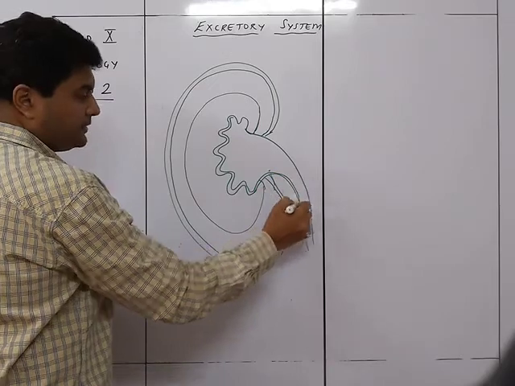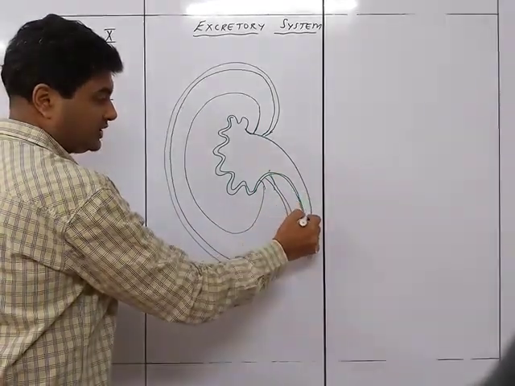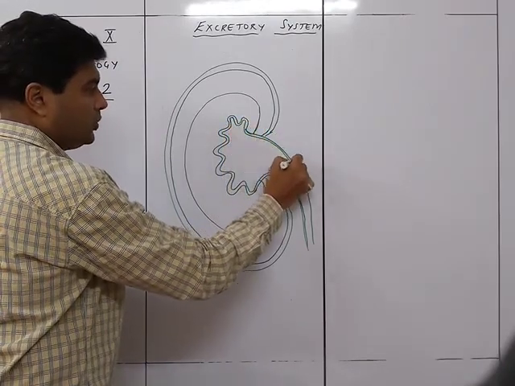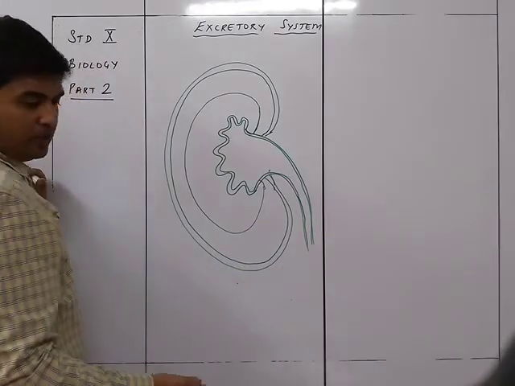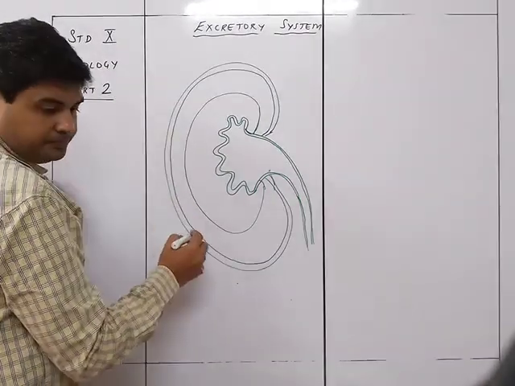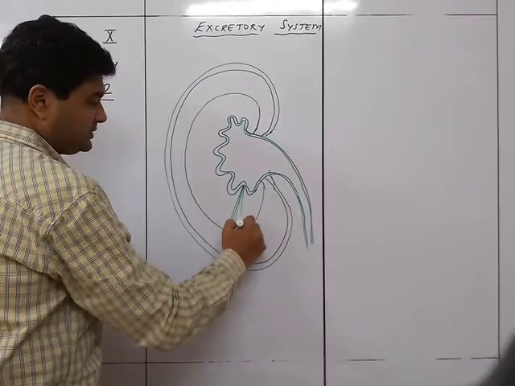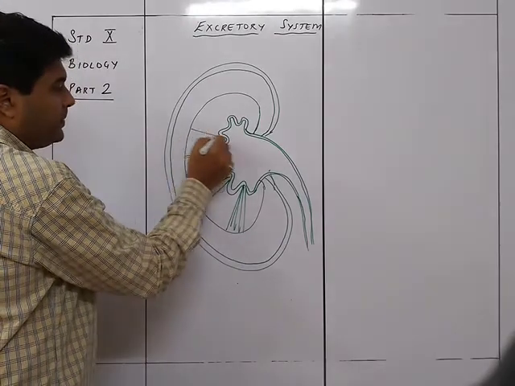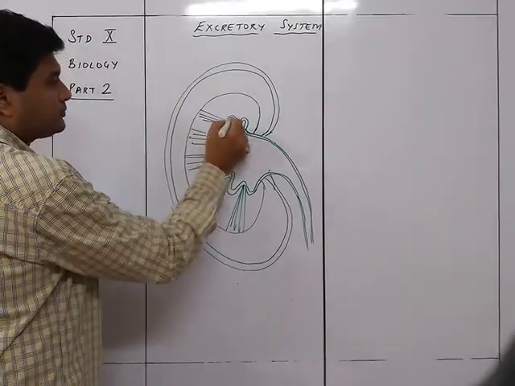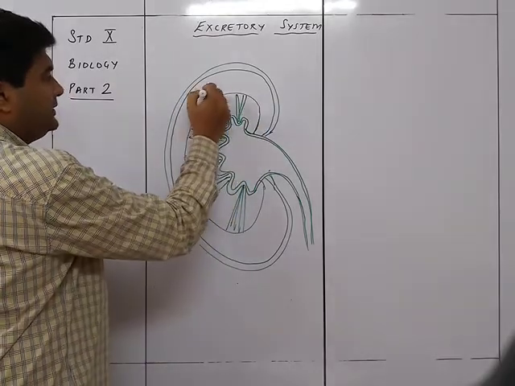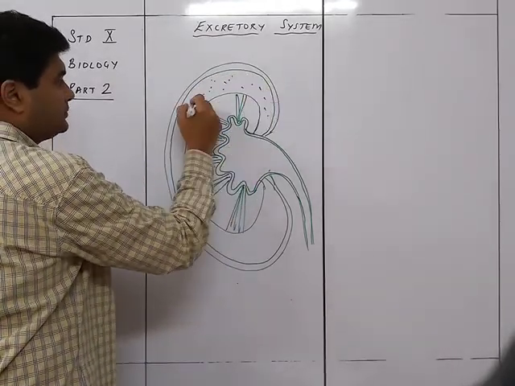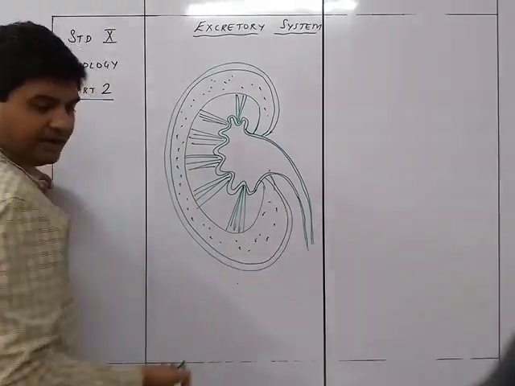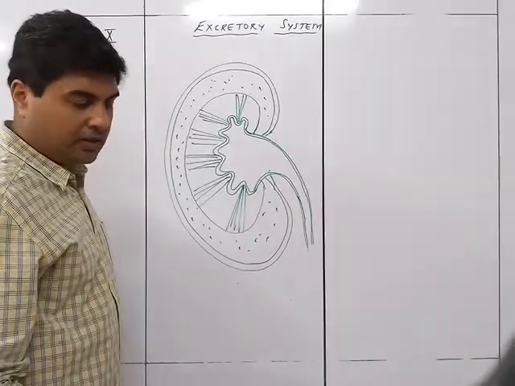Remember one thing, they have asked the structure of the kidney in the board examinations once or twice. So you need to practice drawing this figure. And finally these are the pyramid shaped substances, and this is all a dotted appearance. So this is the kidney. You can see, it is easy to draw, nothing problematic.